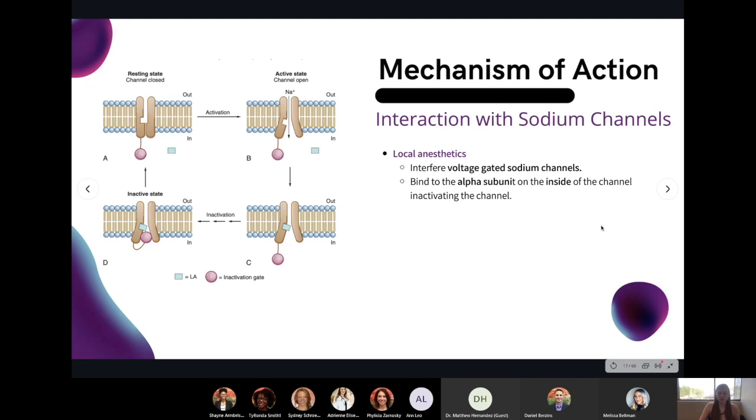The voltage-gated sodium channels we just mentioned, which you can see an example for in this picture: the local anesthetics bind on the inside at the alpha subunit, inactivating the channel. And by inactivating the voltage-gated sodium channels, it stops action potentials from propagating along the nerve. Without action potentials, no information or pain signals can be sent back to the brain.